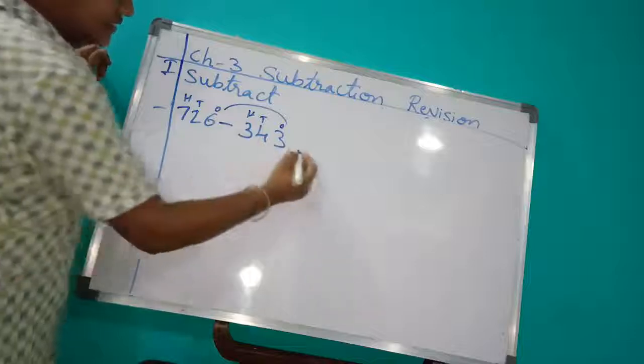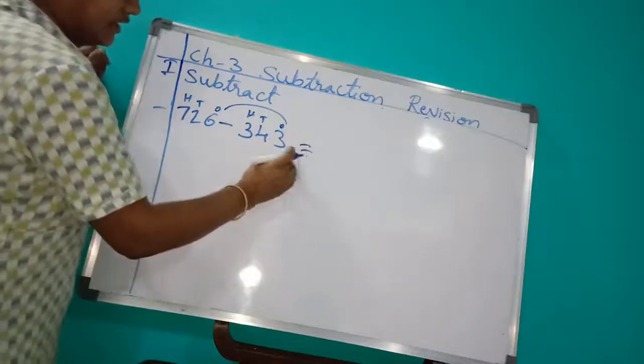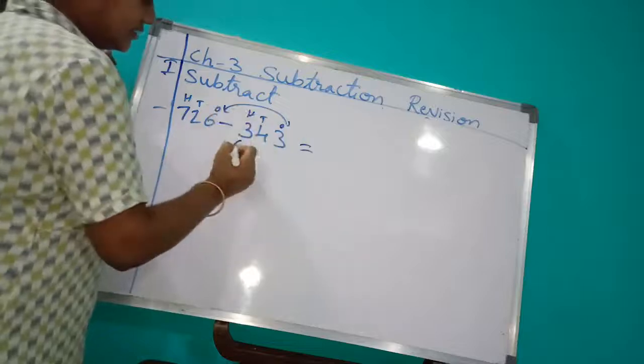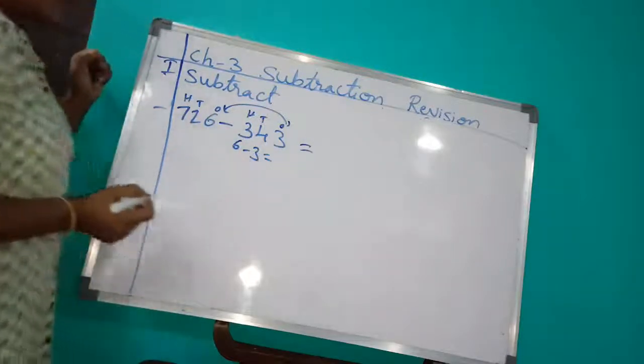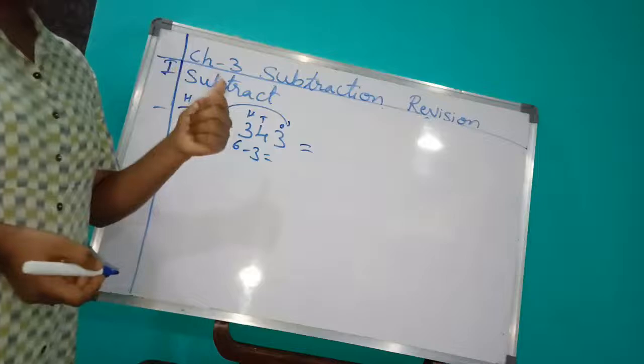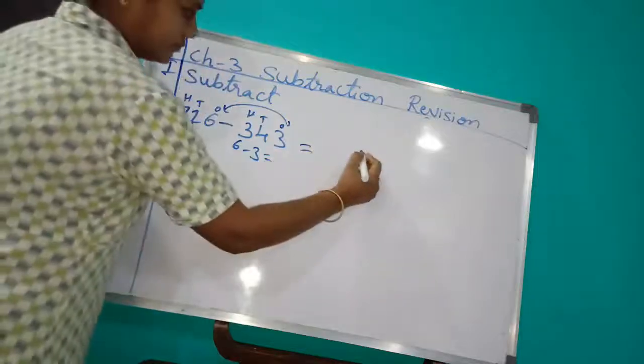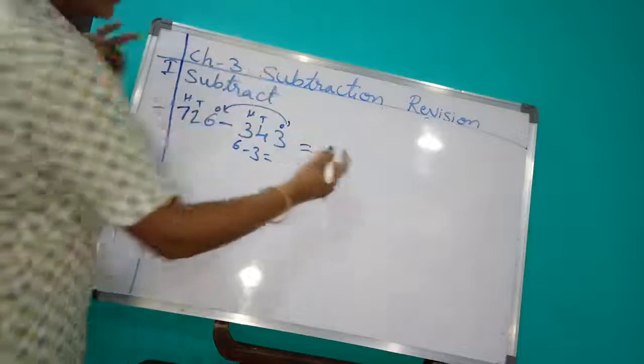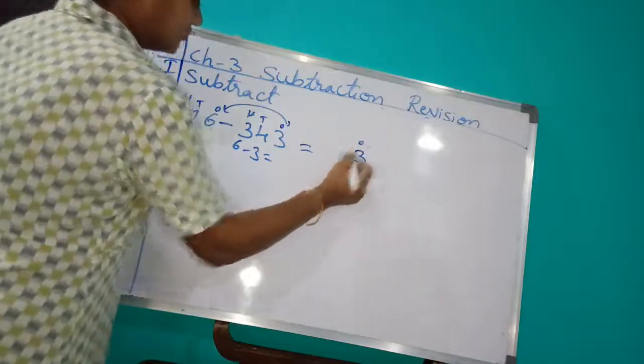6 minus 3. 3 after up to 6 you should count. 3 after 6 minus 3. 3 after up to 6 you should count. 3 after 4, 5, 6. How many fingers came? 1, 2, 3. The 3 you should write in the 1's place.